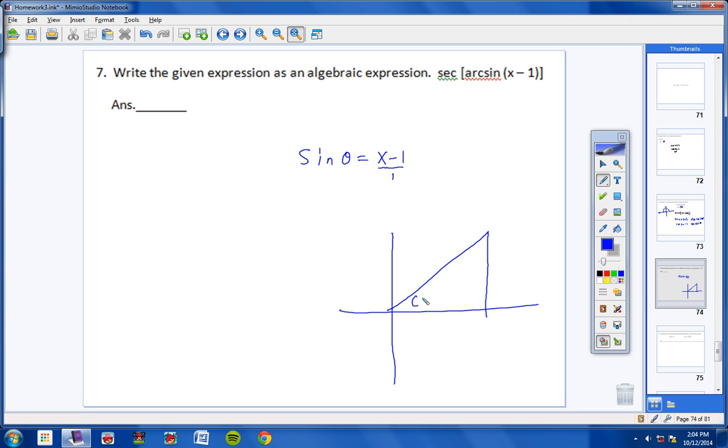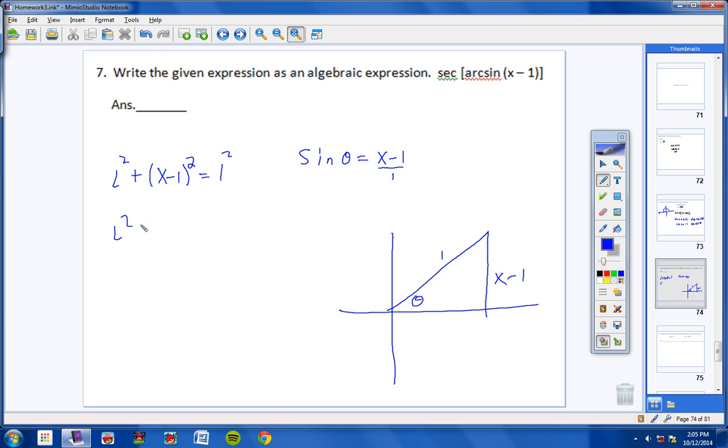And I'm going to put theta right here, and we have sine of theta is opposite over hypotenuse. Now, if you quickly use the Pythagorean theorem, we'll have your leg squared plus your other leg squared equals your hypotenuse squared, which is 1 squared.